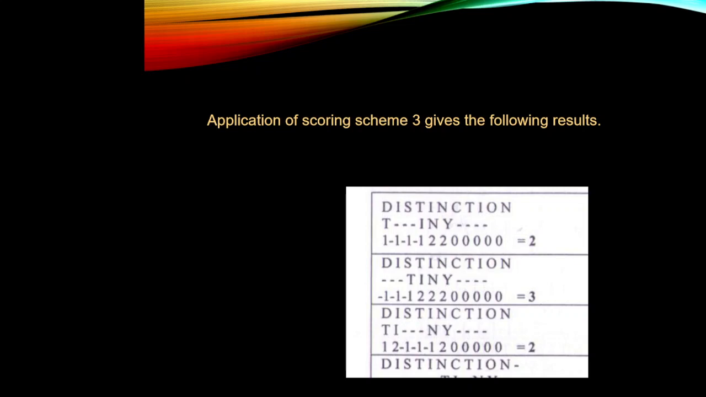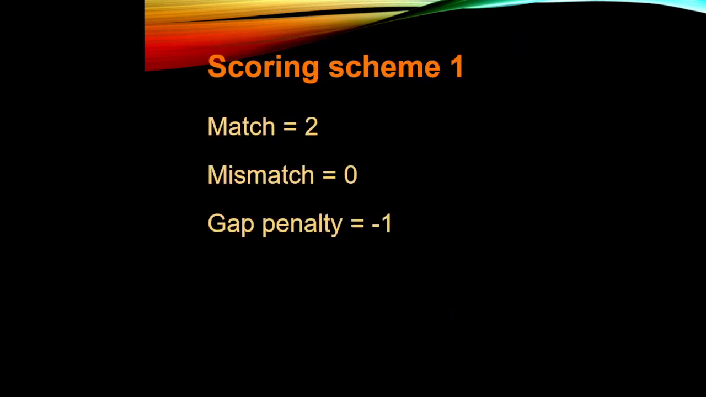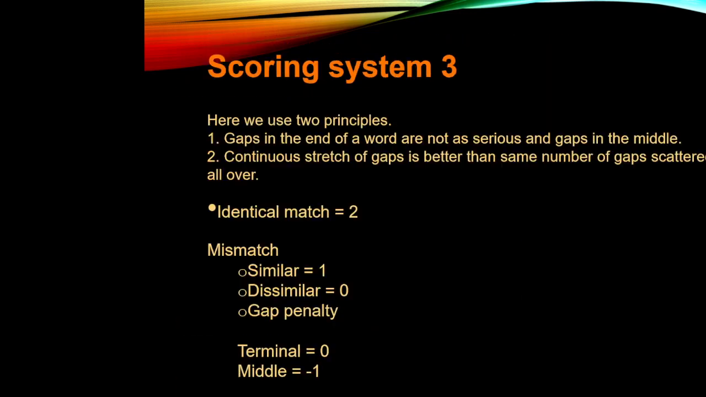This kind of thing is done by the scoring matrices. A scoring matrix or scoring scheme is simply a mathematical way of calculating which is the best alignment or which is the most possible alignment.